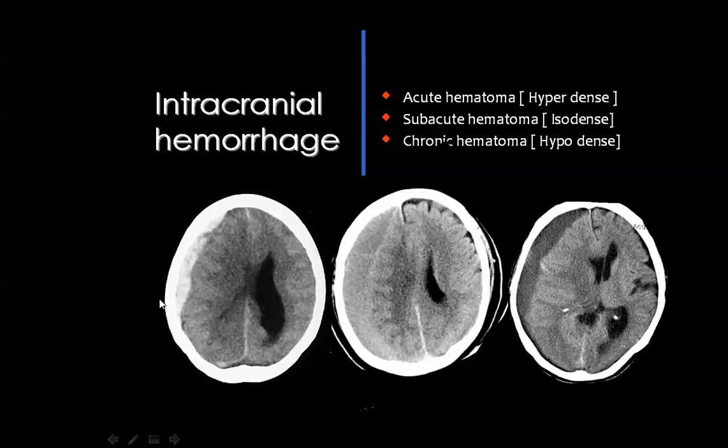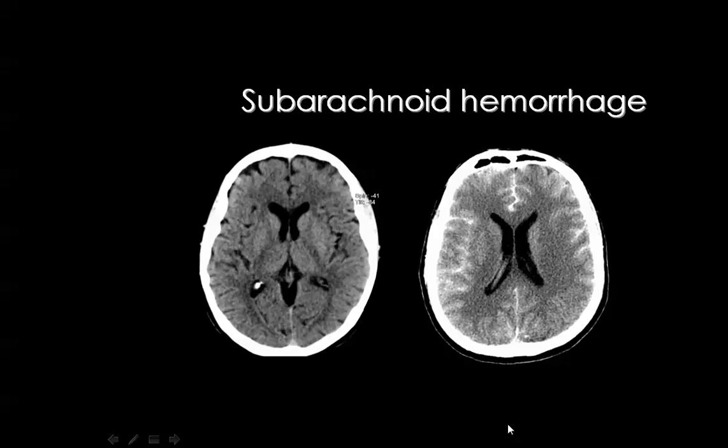Then acute blood will appear bright or hyperdense. Chronic blood will appear black or hypodense, and the subacute blood will appear gray or isodense to the normal brain parenchyma. Then we'll start first by the easiest of them, which is the subarachnoid hemorrhage. And you know, the normal CT brain will show the ventricles on either side of the midline, and the cortical sulci on the surface of the cerebral hemisphere, and these cortical sulci are usually filled by CSF, and CSF is hypodense, as you all know.